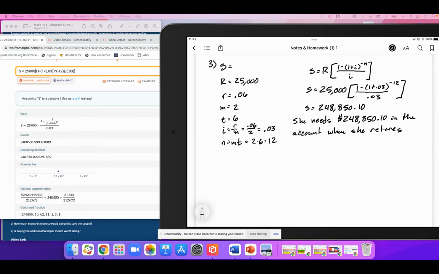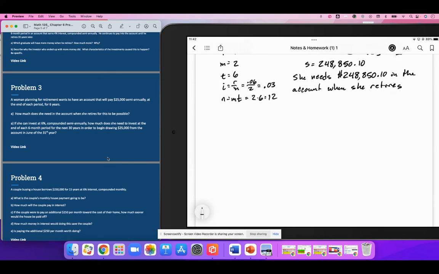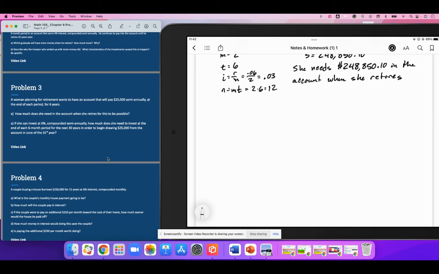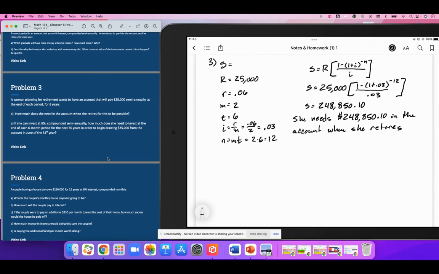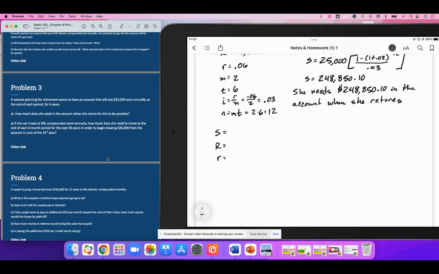So that's the amount that she's going to need in the account when she retires to be able to take $25,000 out every 6 months for 6 years. And so moving on, we need to now tell her what she needs to do in order to reach that amount in the account. And so she's going to invest. She's going to put money in the account semi-annually, and she's going to do that for 30 years. And so now we have a future value of ordinary annuity. We are trying to get money in an account and make it grow.